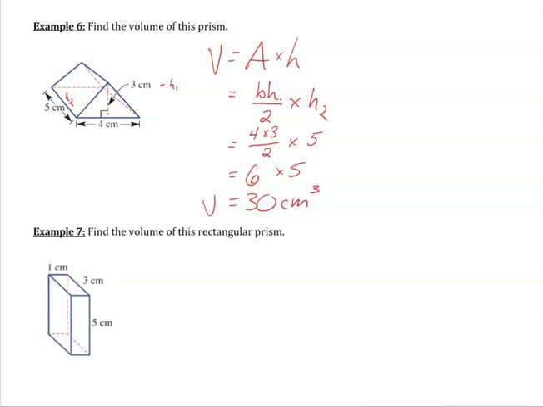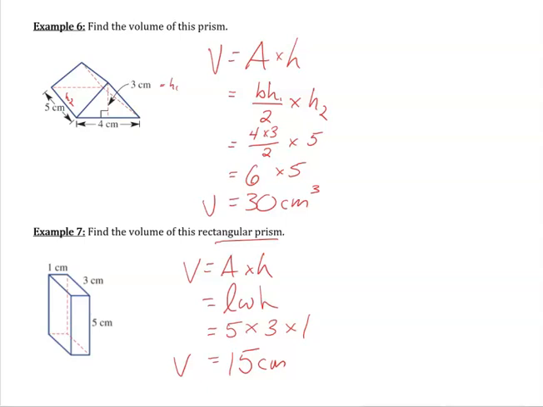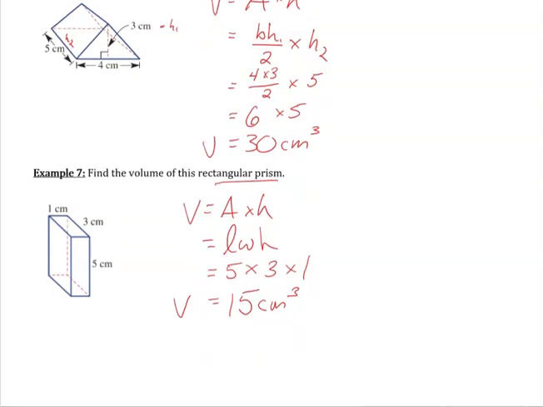Finally, the volume of this rectangular prism, we know that volume equals area times height. Well, in this case, if we have a rectangular prism, we can use length times width, that will give us one of those areas, times height. So I can choose any of these because multiplication is associative. So our volume is going to be 15 centimeters cubed, or cubic centimeters.